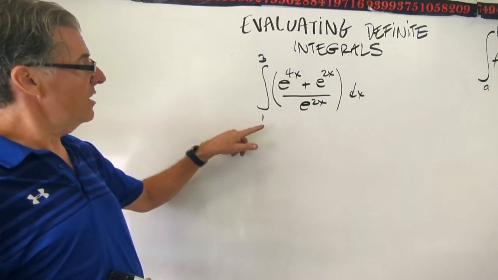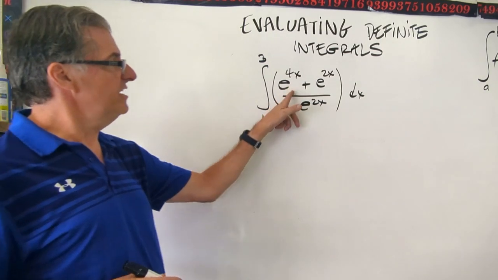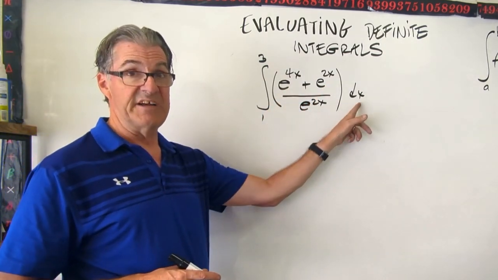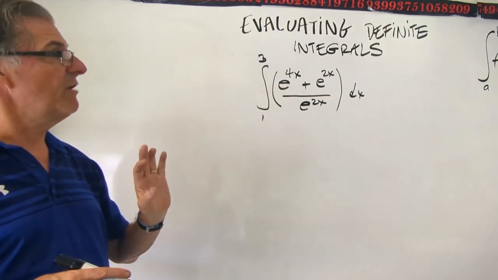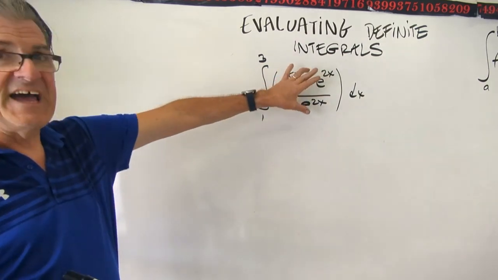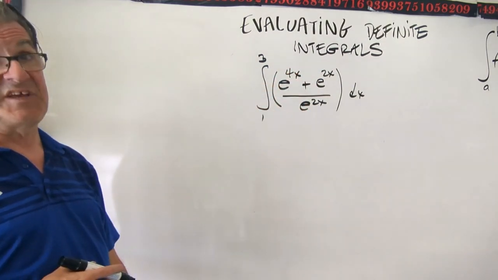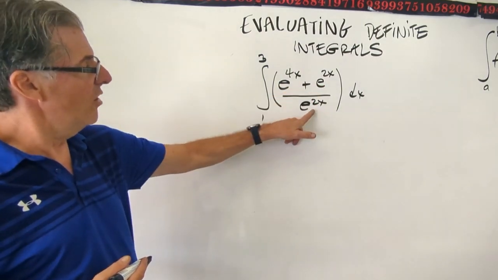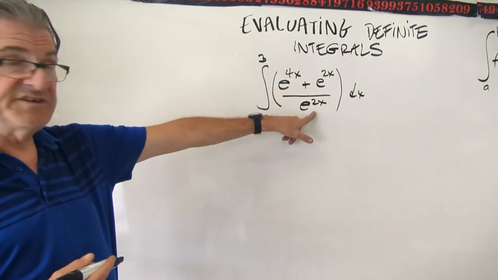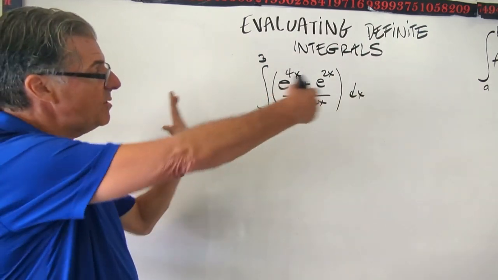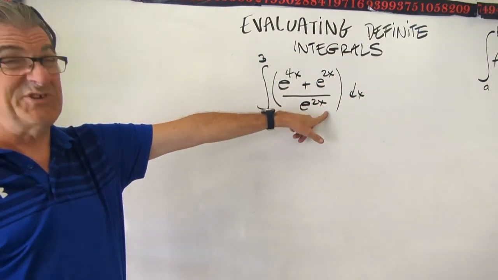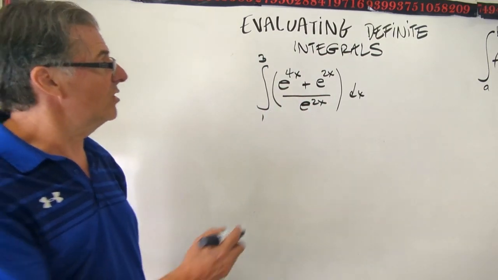Okay, so right now we have the integral from 1 to 3 of e to the 4x plus e to the 2x all over e to the 2x dx. So before we start integrating, we want to simplify the integrand. And there's a bunch of things we can do. So check this one out. These are both over one denominator, so we can split them apart. And the second one is going to be e to the 2x over e to the 2x, which will just be 1. So watch how this works.